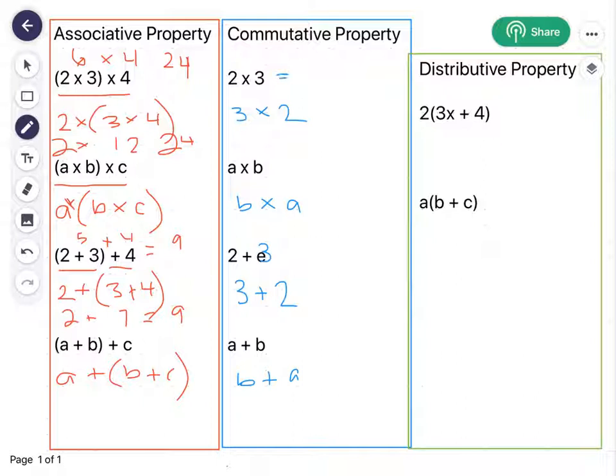Okay, so 2 times 3 is 6. 3 times 2 is 6. 3 plus 2 is 5. And 2 plus 3 is 5. So we can see that we get the same thing.